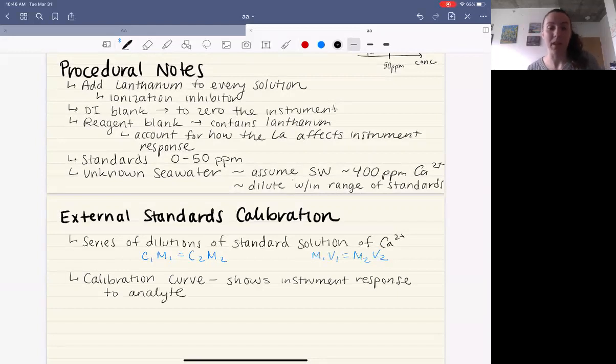Okay, one thing I would like to point out, however, is that the external standards calibration method does have one downside, and that's the fact that you make these dilutions of the standard in deionized water, but then our sample has a much more complex matrix because it's seawater. So that might be something to think about. How reliable is it to compare our complex matrix measurement of absorbance to this calibration curve that's made in DI?